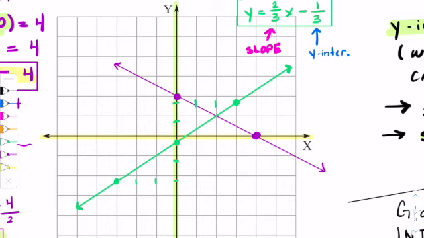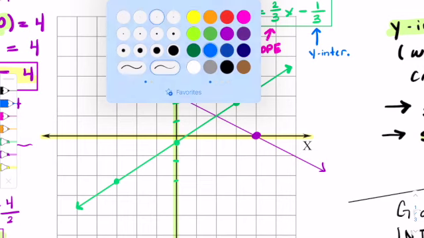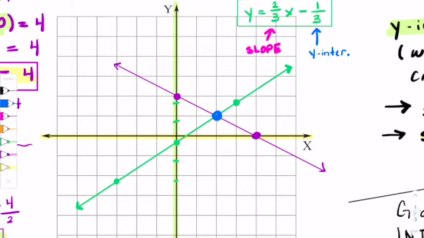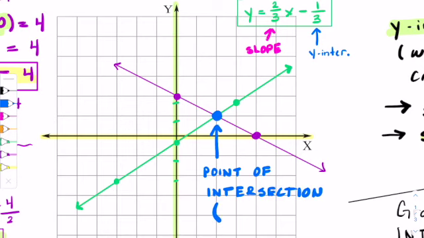All right, once we have all of our points, we are going to look for the point of intersection. The point of intersection is going to be the solution to the system. In this case, our point of intersection is right here. That point is at 2, 1. That is your solution. This here is the solution of the whole problem.